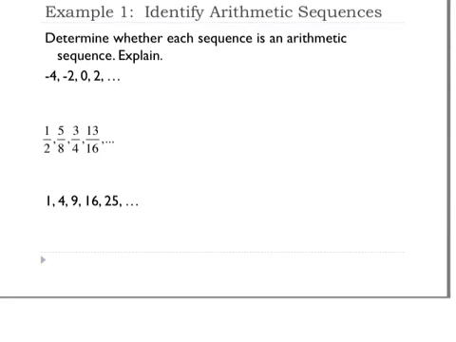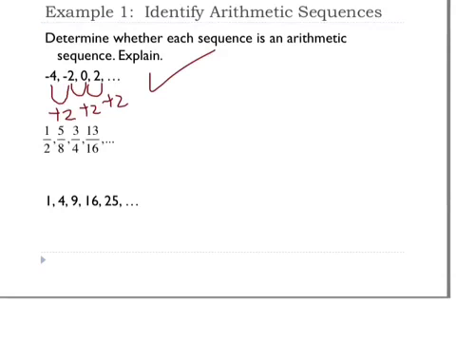Here's the first example. Determine whether each sequence is an arithmetic sequence and explain. So if we look at this first one, how do we determine if we have an arithmetic sequence? We are simply looking to see if we have a common difference. As we go from -4 to -2, I recognize that as a leap of 2. Negative 2 to 0, that's a leap of 2. 0 to 2, that's a leap of 2.